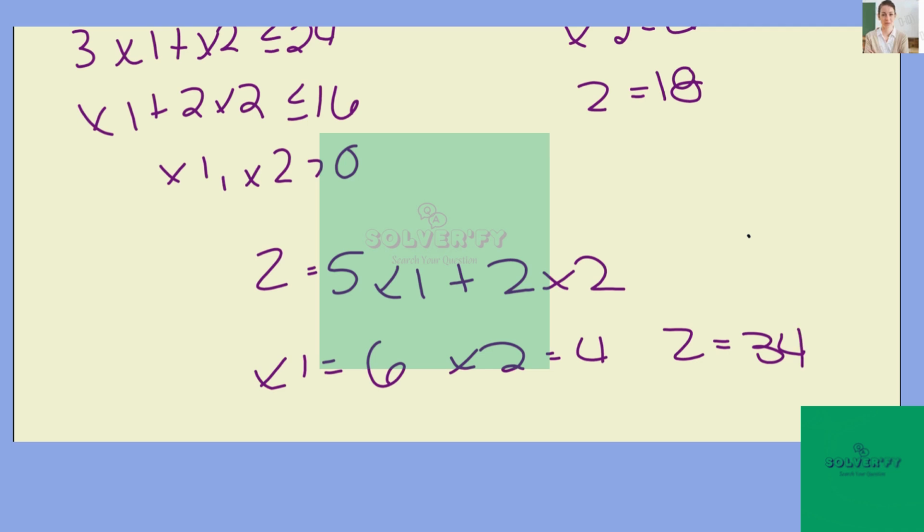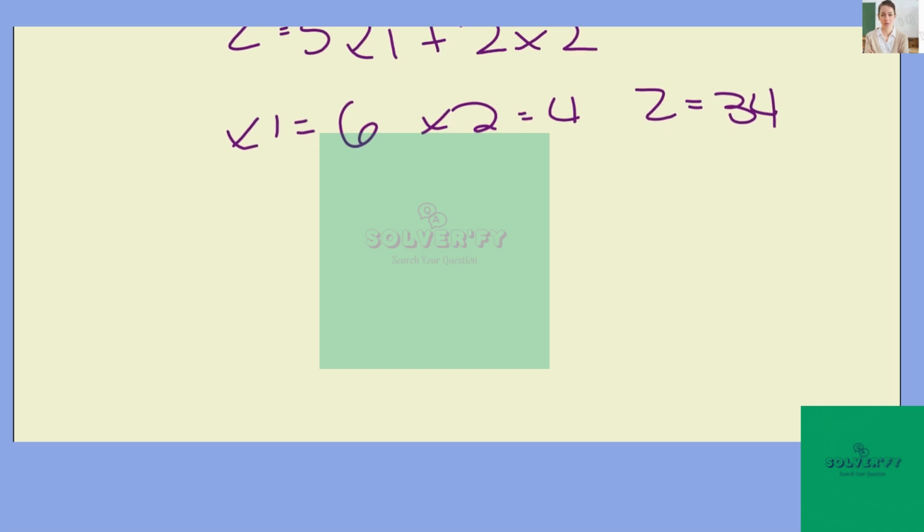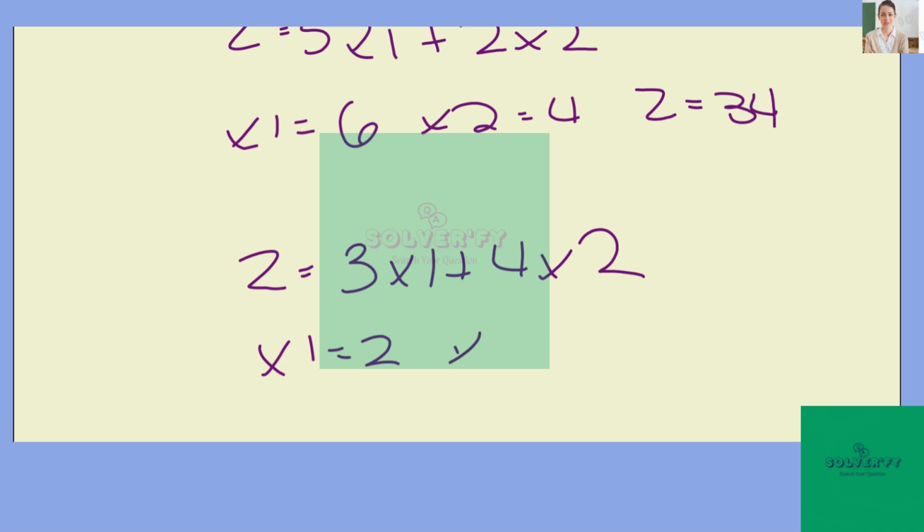Next, let's change our objective function coefficient for x2 from 2 to 4, keeping the coefficient for x1 at 3. So now we're going to have z is equal to 3x1 plus 4x2. We're going to find our new values are 2, 7, and 31. So again, we see that our values do change when our x2 coefficient changes.